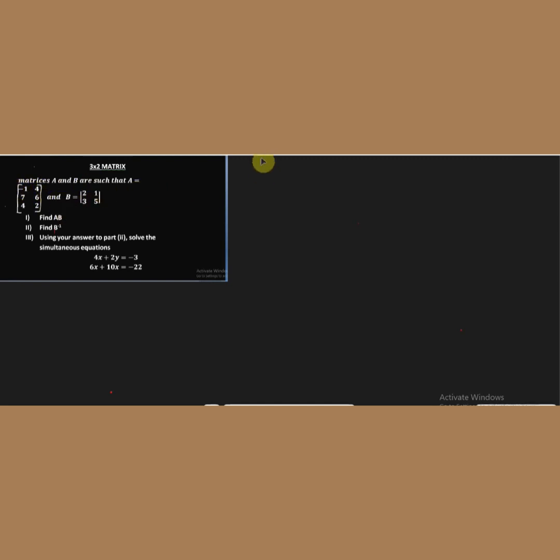So for me to find the value of A and B, that is A times B, I'm going to write out this 3 by 2 matrix. That is minus 1, 7, and 4. Then 4, 6, and 2. Then multiply by this 2 by 2 matrix: 2 here, 3 here, 1 here, 5 here.